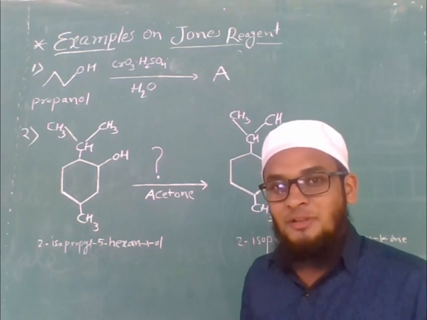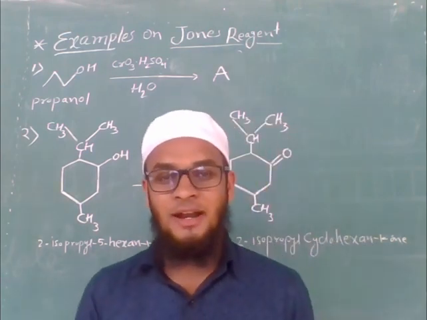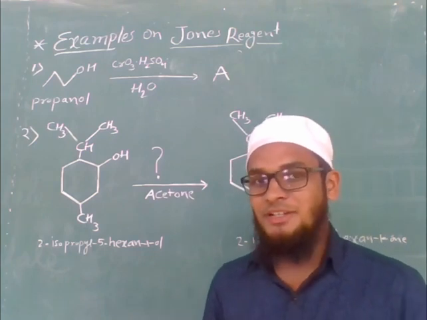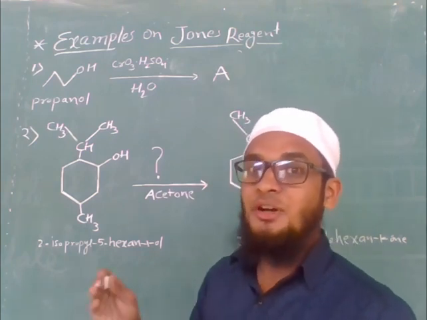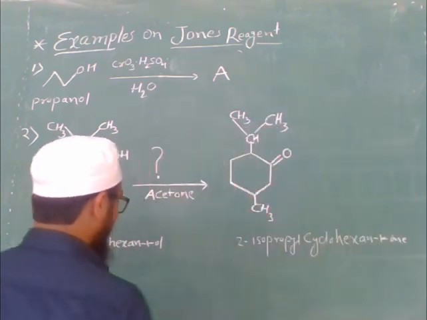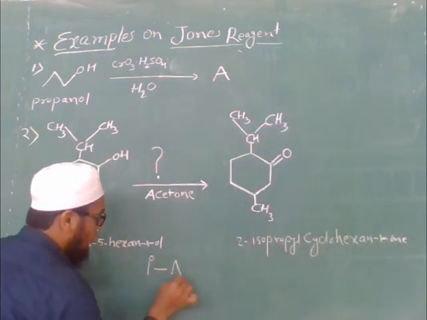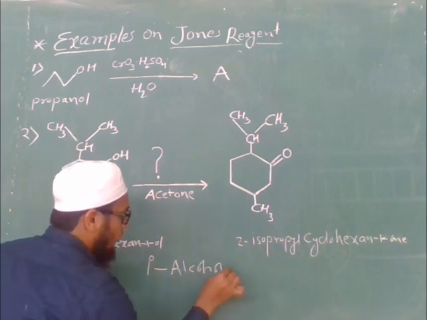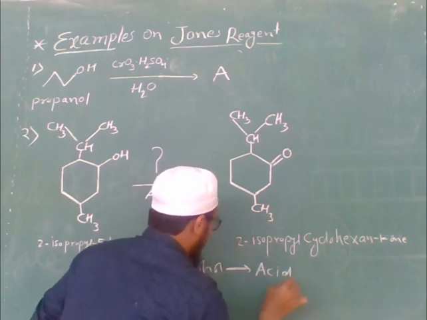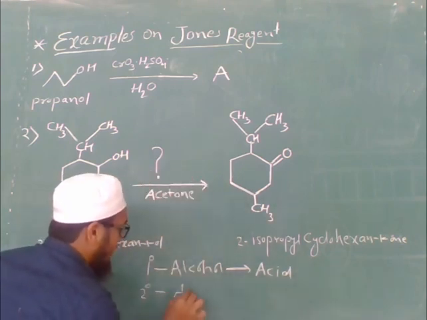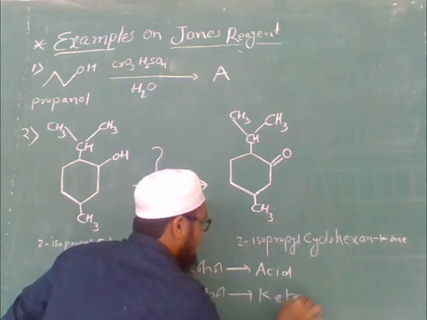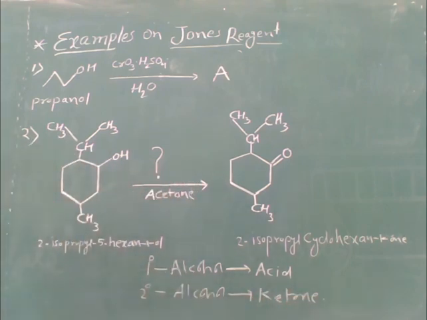This particular section will be very helpful for 12th students as well as IIT JAM and NET students. Here today I will discuss examples based on Jones reagent. So we know what the work of Jones reagent is. It will convert primary alcohol into acid and secondary alcohol to ketone. This is the function of Jones reagent.